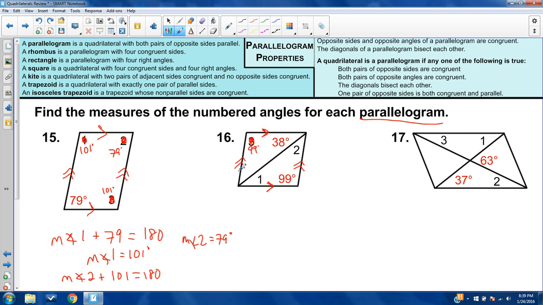Now, this part right here, I have 38 degrees and 99 degrees. This one right here that's missing, let's just call this X for a moment. This should add up to 180 altogether if I add up all three. So X plus 99 plus 38 equals 180 degrees. 99 plus 38 is 137, I think.